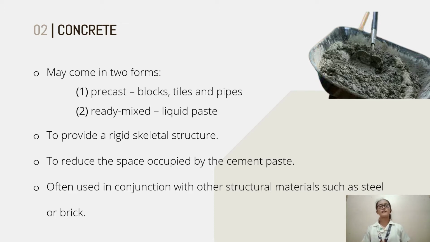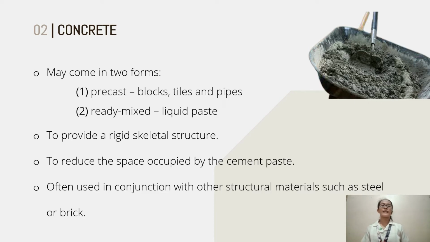Concrete has been used in some manner since the Roman times, and it is the most universal construction material. It may be supplied in one of two main forms. One of these forms is precast, or the blocks, tiles, and pipes. The second one is the ready-mixed, or as a liquid paste ready for pouring. Aggregates in concrete are primarily used to provide a rigid skeletal structure.